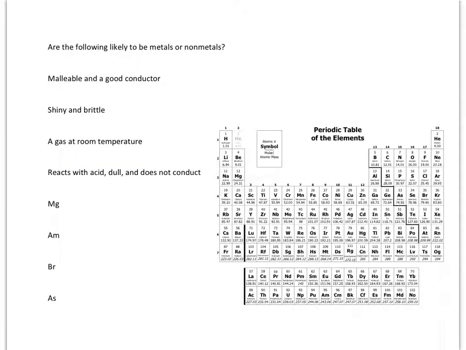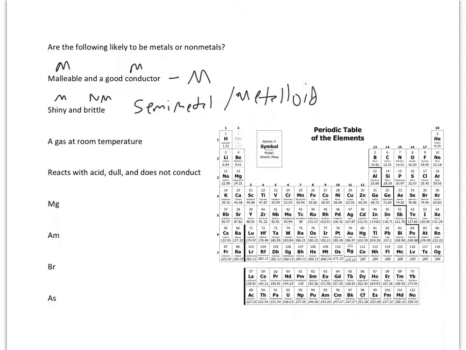So here we have some clues. We want to figure out if they're metals or nonmetals. If it's malleable, that's typically a sign of a metal. A good conductor, that's typically a sign of a metal. So I'd probably call this a metal. Shiny is usually a sign of a metal, but if it's brittle, that's usually a sign of a nonmetal. So if it's a little bit of both, it's often a semi-metal, which exists, or sometimes it's called a metalloid. Same thing. So if it has properties of both, it might fit into that category.